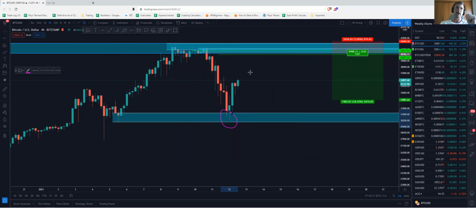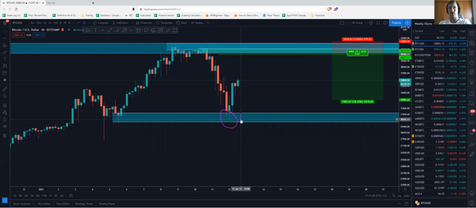Once it's been completely pierced, so to say we sort of wick like that, I won't remove the zone, but it does reduce my confidence in it a fair bit. And if I see closes below, then that zone is done. There is nothing going on there, and I'll remove the zone.